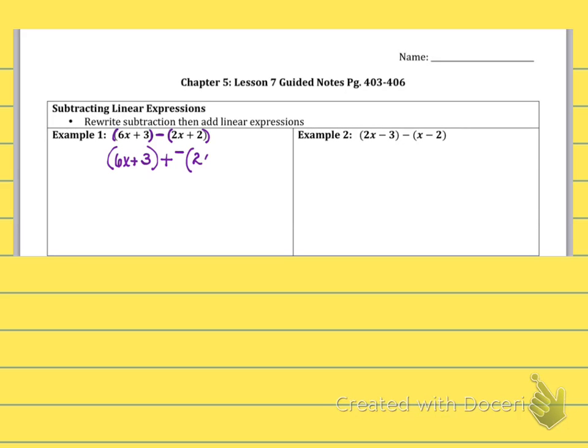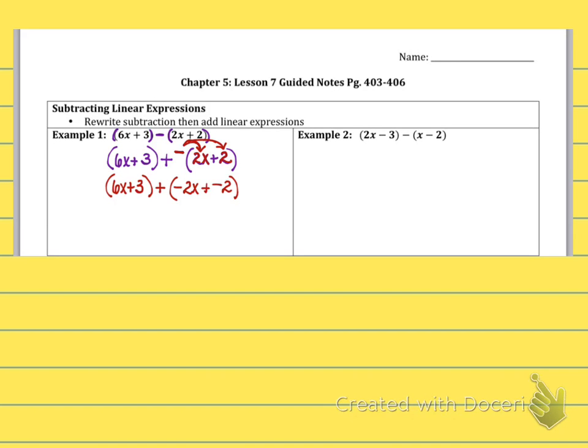So I'm really taking the opposite of both of those things in parentheses. So what I'm really doing is I'm distributing a negative, or taking the opposite of each of these two things. So the opposite of 2x and the opposite of 2. So 6x plus 3 stays the same. Plus in between. Now I've got the opposite of 2x gives me negative 2x. And the opposite of 2 gives me a negative 2.